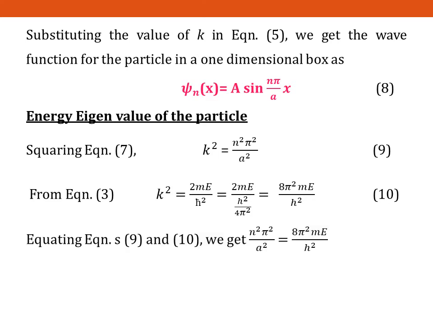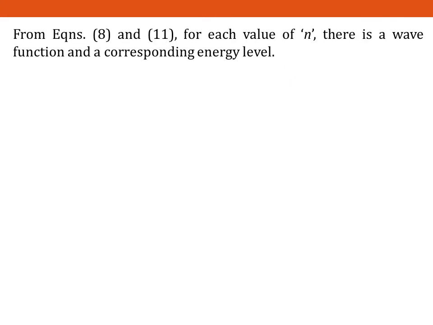Equating 9 and 10, we obtain n square pi square by a square equal to 8 pi square mE by h square. On cancellation of pi square and a small rearrangement of these terms, we obtain the energy eigenvalue to be En is equal to n square h square by 8ma square, which we represent by equation 11. From equations 8 and 11, for each value of n, there is a wave function and a corresponding energy level. Thus, we can say that each value of En is known as the eigenvalue and the corresponding value of psi n is called the eigenfunction.